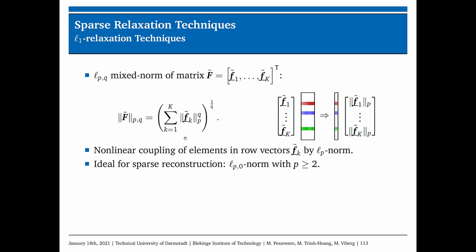Then we can introduce the mixed norm of the matrix F tilde as a q norm of the row p norm vector. In this norm, we couple the elements in each row vector FK tilde underbar by the Lp norm. As we search for row sparse matrices F tilde, we are interested in the Lp,0 pseudo norm, where the zero norm counts the number of non-zero elements in a vector.